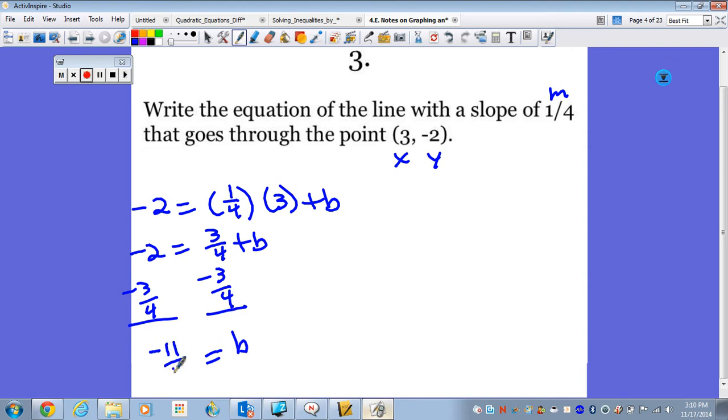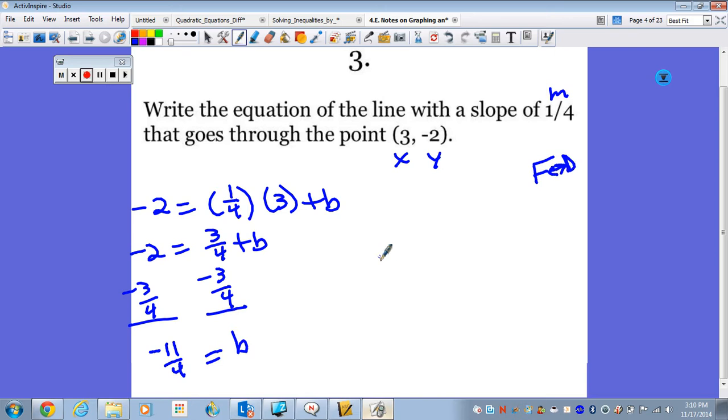If you're on a Casio, just hit negative 2 minus, and then 3 fraction key 4 equal. Should give you an improper fraction, but if it doesn't, you can change it to a mixed number. The button you're using for is F to D. And if you don't know where that is, please just ask me in class and I'll let you know.